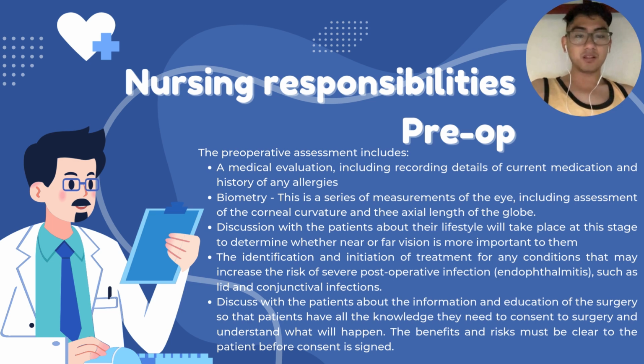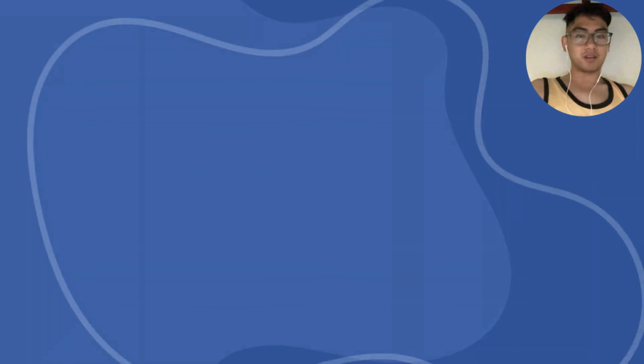This is to determine whether their near or far vision is more important to them. The identification and initiation of treatment for any conditions that may increase the risk of severe post-operative infections, such as lid and conjunctival infections. Then discuss with the patient the information and education about the surgery so that the patient will have all the information and knowledge they need to consent to the surgery and understand what will happen during the whole procedure. The benefits and risks must be clear to the patient before consent is signed.